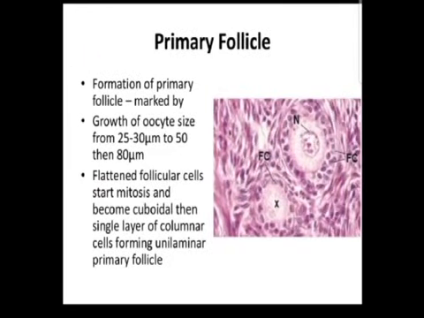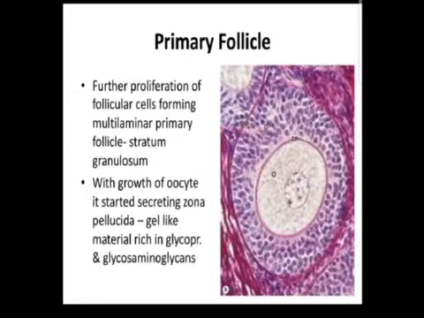The formation of the primary follicle is marked by the growth of the oocyte. Its size increases from 25 to 30 microns to 50 and then 80 microns. The flattened follicular cells start mitosis and become cuboidal, and then a single layer of columnar cells, forming the unilaminar primary follicle. These are the unilaminar primary follicles.